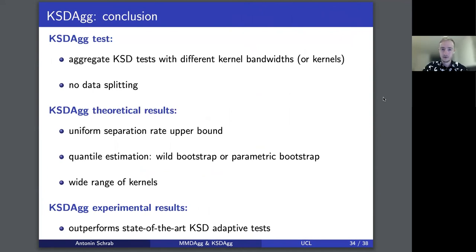Just to conclude, similarly to the MMDAG, we aggregate KSD tests with different kernel bandwidths. We can do this with different kernels. We do not require data splitting. We obtain an upper bound on the uniform separation rate. Our results hold for quantile estimation using either wild or parametric bootstrap. The results still hold for a wide range of kernels, and our KSDAG outperforms other adaptive state-of-the-art KSD tests.